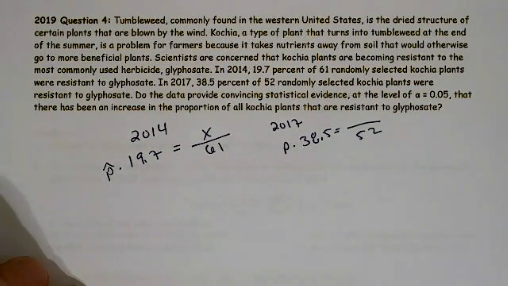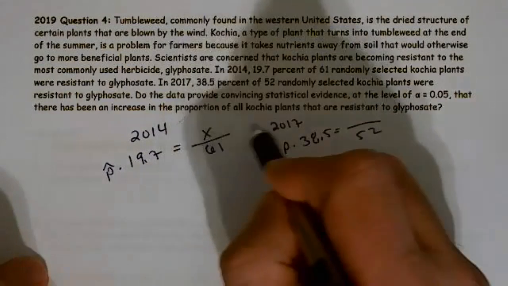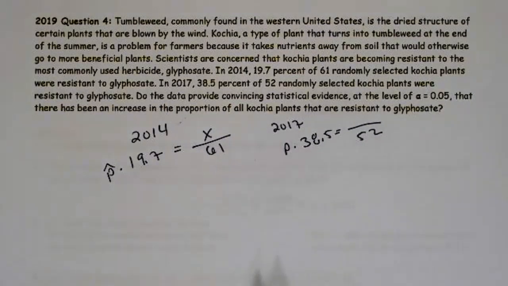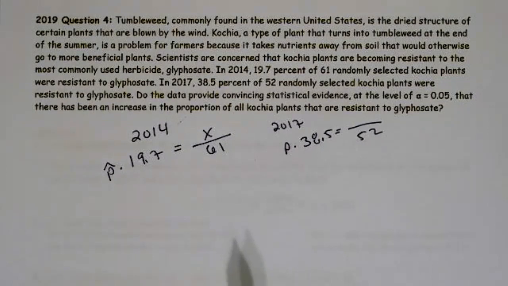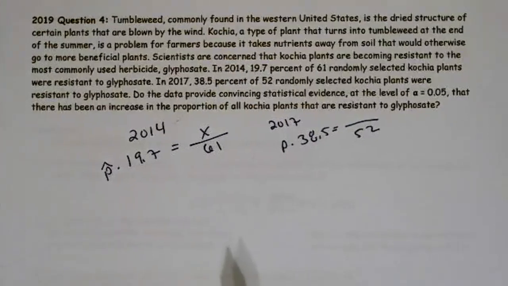Do the data provide convincing statistical evidence at the level of 0.05 that there has been an increase in the proportion of all cochea plants that are resistant? So they're asking whether or not 2014 is less than 2017, or that 2017 is greater than 2014, depending on how you define your parameter. And by the way, when they ask for evidence, they really are looking for you to run a hypothesis test as opposed to a confidence interval.